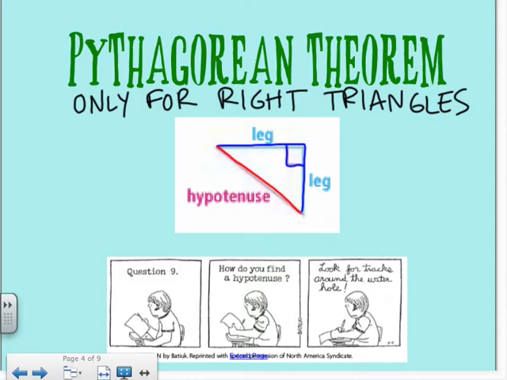Now the hypotenuse, it's important to notice, is always going to be the longest side. So this side opposite the right angle is always the longest one. So hypotenuse, always the longest side.